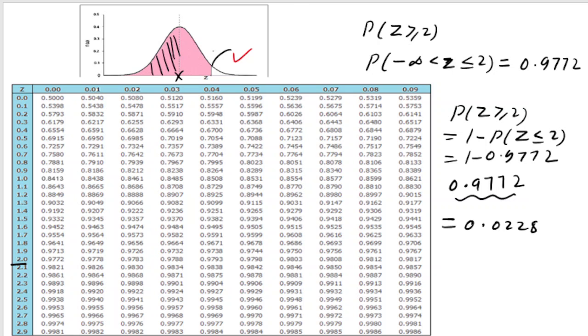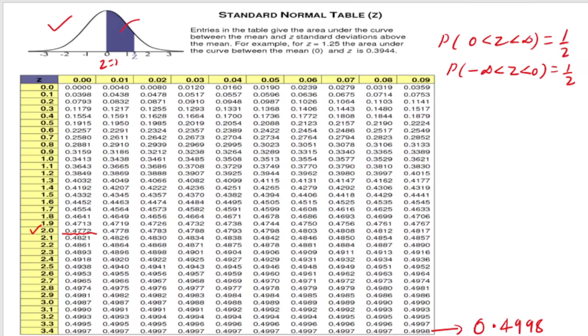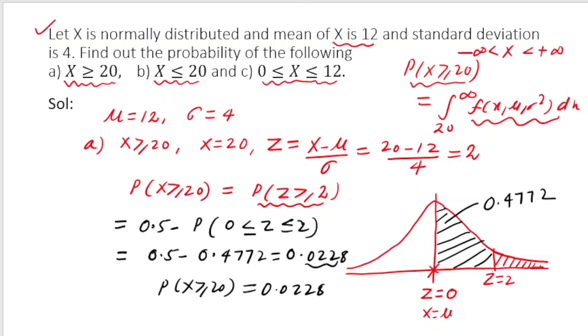So I will get the same answer, that is 0.0228. So now, whether you have to use this table or that table, there is no confusion in this, because this table gives you the total area to the left of Z, but this table gives you the area from 0 to Z. So whichever value is provided in the exam, or whichever table is available to you, you can use it if you know the symmetry of the normal distribution curve. I hope up to this there is no confusion.